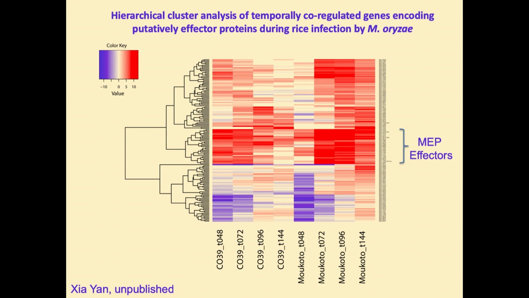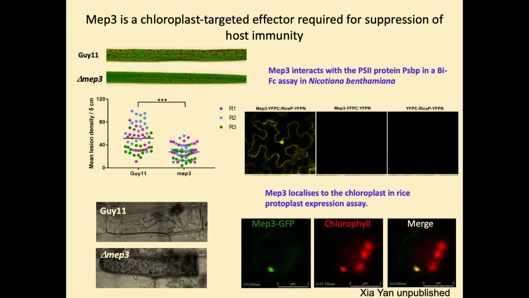They're differentially expressed. So this is an RNA-seq experiment on two different rice lines where you can see that there's temporal co-regulation of a whole set of effectors which come up here between 48 and 72 hours after infection. And there's a class of these 91 effectors which are temporally co-regulated, which we call MEP effectors, which we've begun to functionally characterize. And we've actually deleted all 91 of them, and we've been busy trying to work out what their functions are.